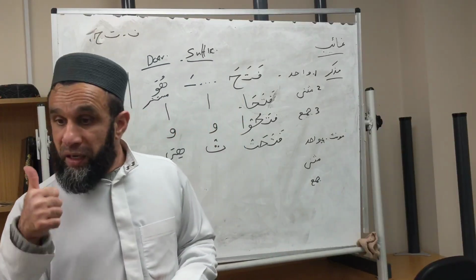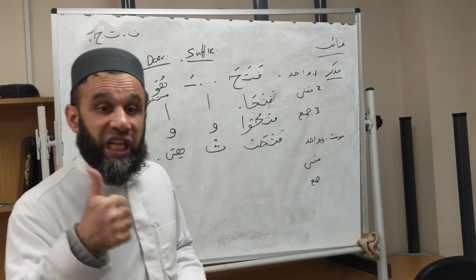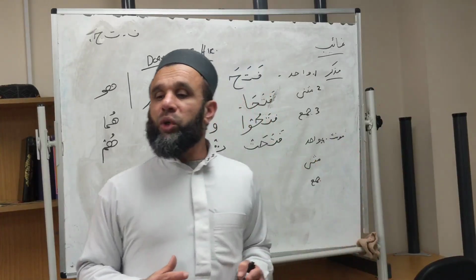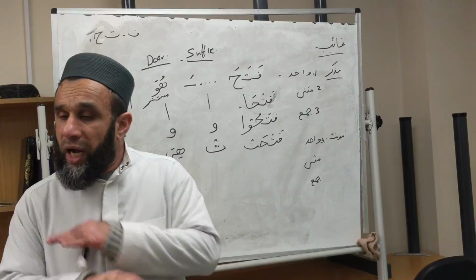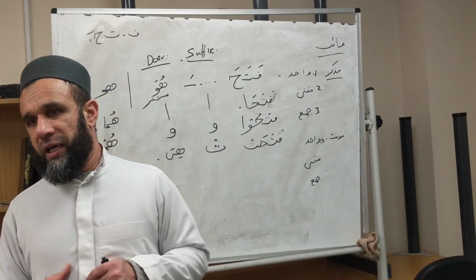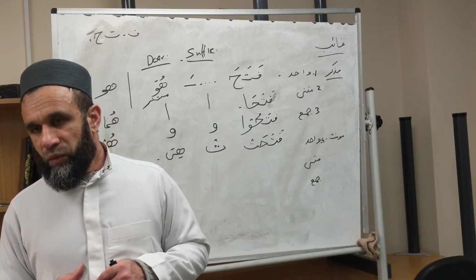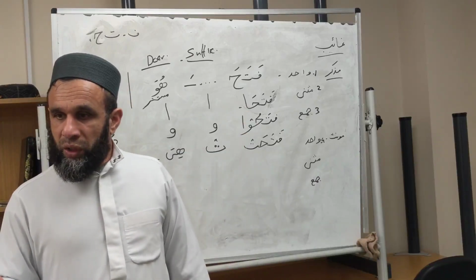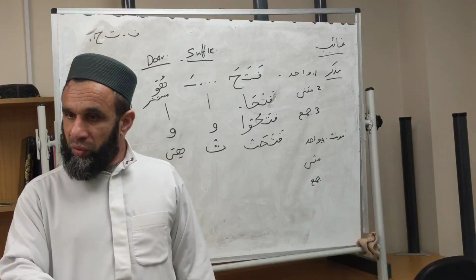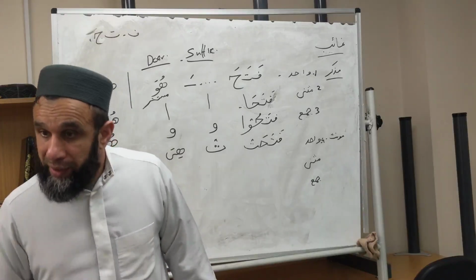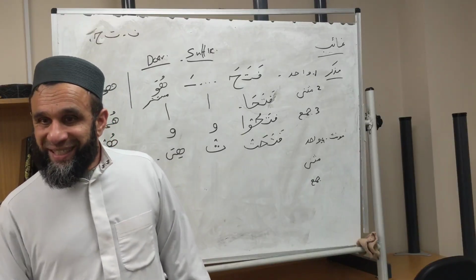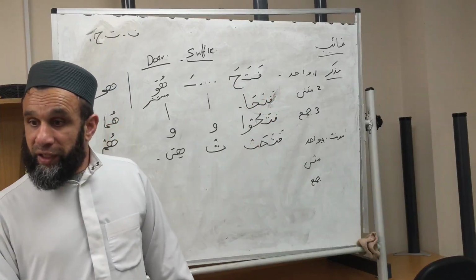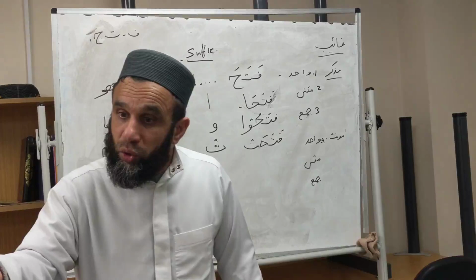These are only the two, number 1 and number 4, Wahid Mudhakkar Ghaib and Wahid Muannas Ghaib, where you can expect an external doer. Otherwise, you cannot expect an external doer. You can't say fataha Khalidun wa Tariqun. No, you can't double it. It is already there. Yes, you can say fataha Khalid wa Tariq.